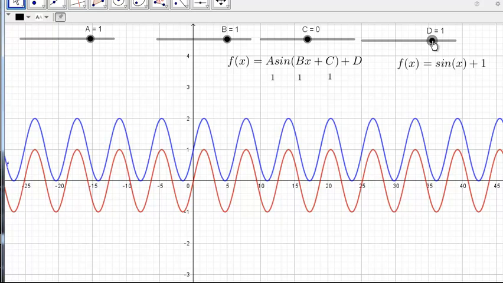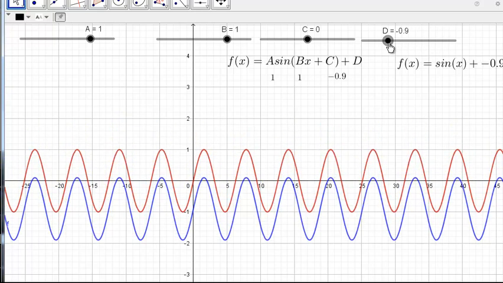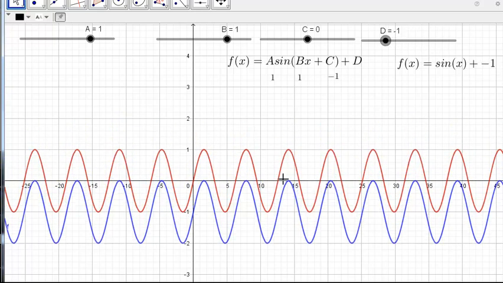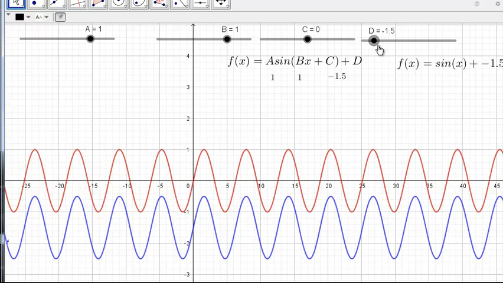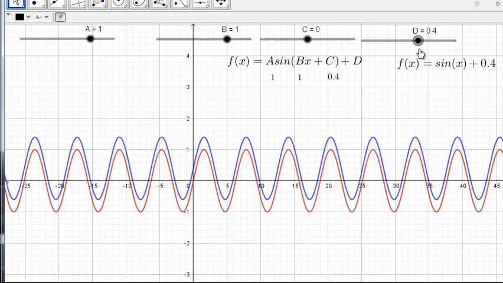Of course, I can also move it the next way. So we just want you to get an idea of this. Notice this point was at 1, now it's at 0. This point was at -1, and now it's at -2. So we can vary the vertical position of our graph by simply varying this parameter here.